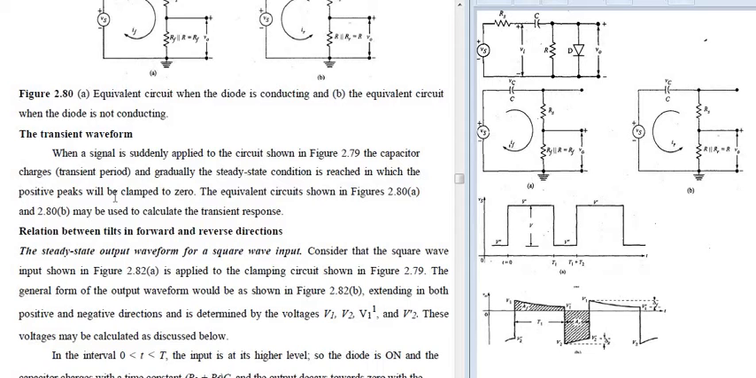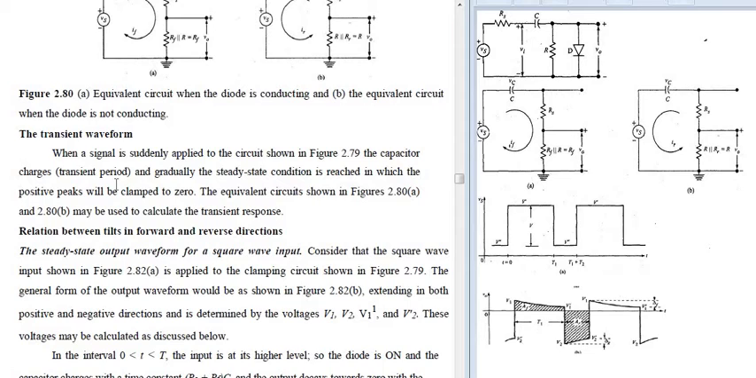So when a signal is suddenly applied to your clamping circuit, someone suddenly applying a particular signal, your signal has to change instantaneously along with the particular period of time. So the capacitor charges in the transient period, and gradually the steady state condition is also reached to a positive peak, and that will be clamped to 0. That means this particular part will have its clamping level at 0, if a sudden input has been applied to your clamping circuit. Fine. So this is what we call the transient waveform.